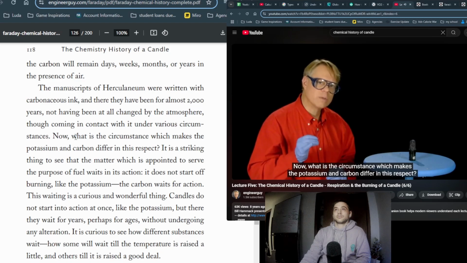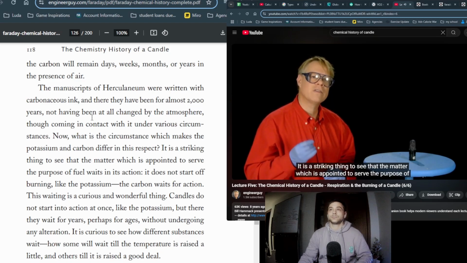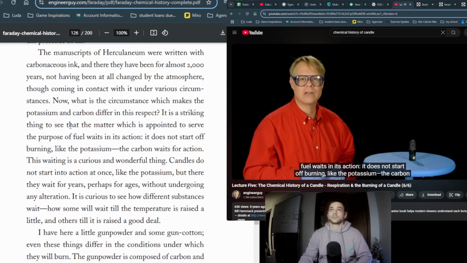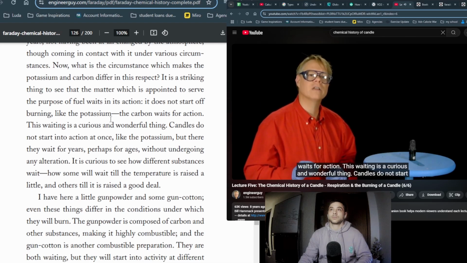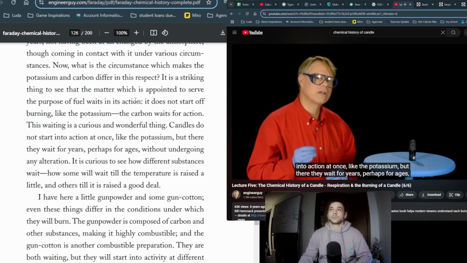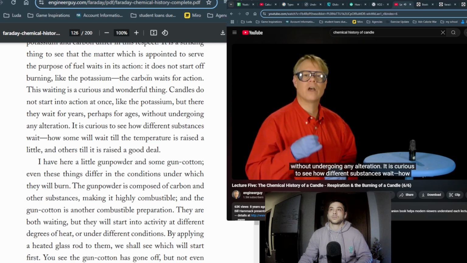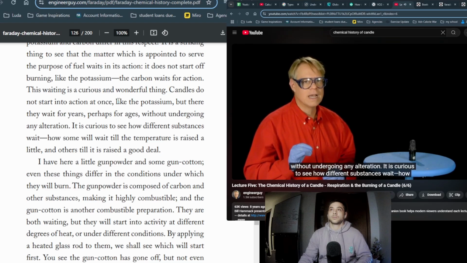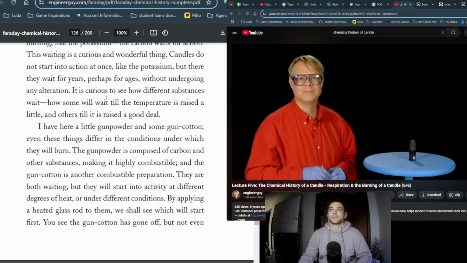Now, what is the circumstance which makes the potassium and carbon differ in this respect? It is a striking thing to see that the matter which is appointed to serve the purpose of fuel waits in its action. It does not start off burning like the potassium. The carbon waits for action. This waiting is a curious and wonderful thing. Candles do not start into action at once like the potassium, but there they wait for years, perhaps for ages, without undergoing any alteration. It is curious to see how different substances wait, how some will wait till the temperature is raised a little, and others till it is raised a good deal.